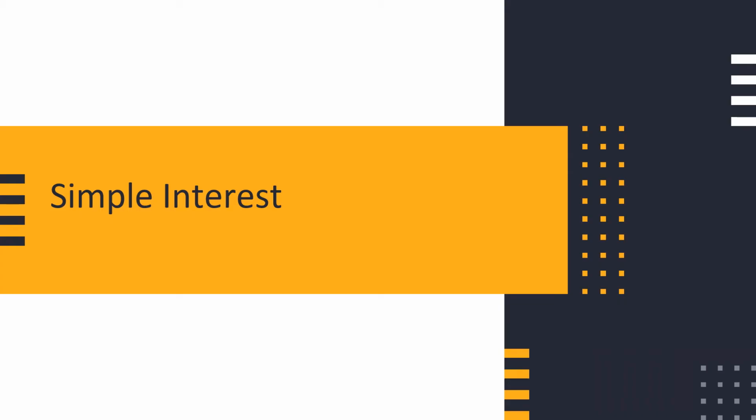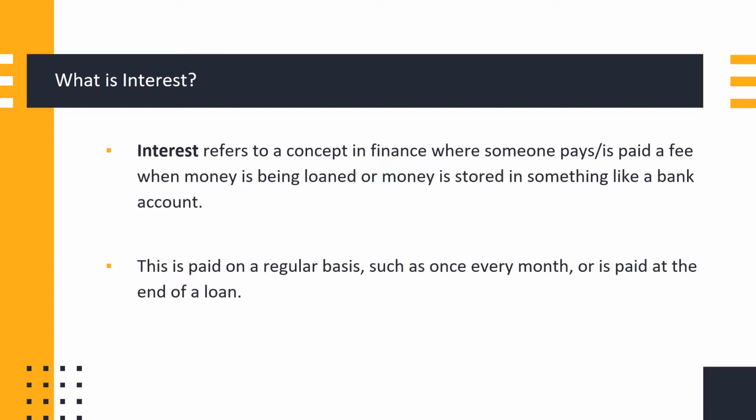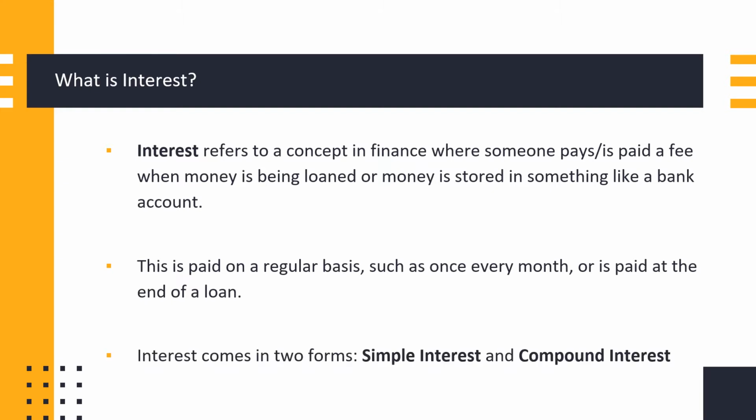So first we'll start with simple interest. When talking about interest, we should probably first start by saying that all it is is a fee for when money is loaned or stored in a bank account, based on the nature of how bank accounts work. This would be paid on a regular basis, such as once a month, or maybe it's just paid at the end of a loan. And interest can come in two forms, simple and compound.